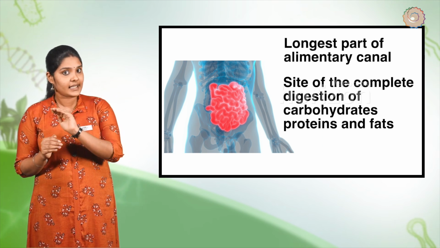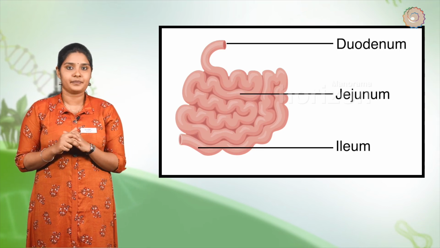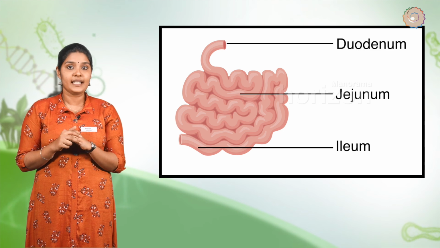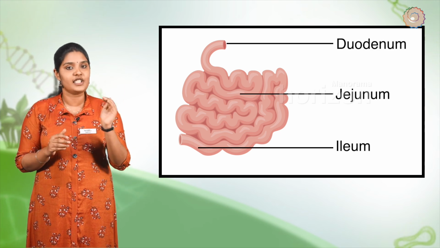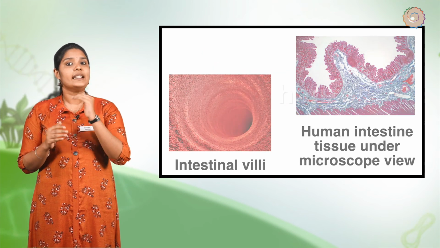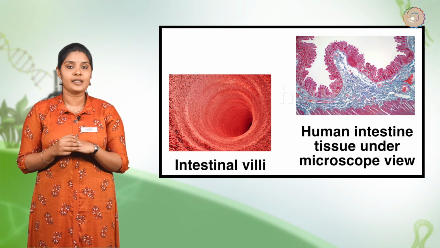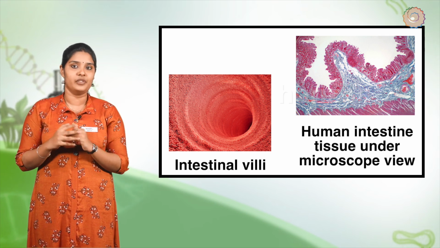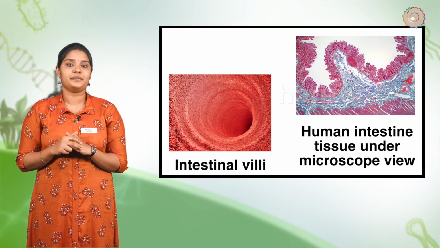Small intestine has three main parts: duodenum, jejunum and ileum. The major part of digestion takes place in duodenum and no digestion takes place in jejunum. The inner wall in the ileum is projected into numerous finger-like structures called villi and microvilli. The digested food gets absorbed by villi.